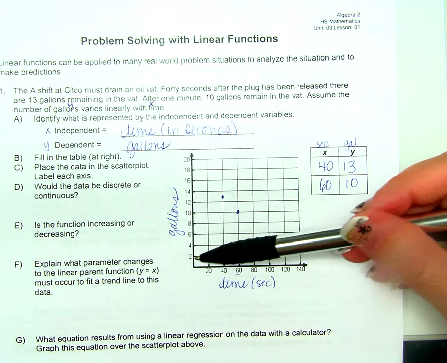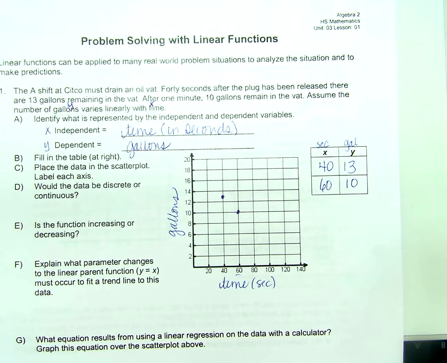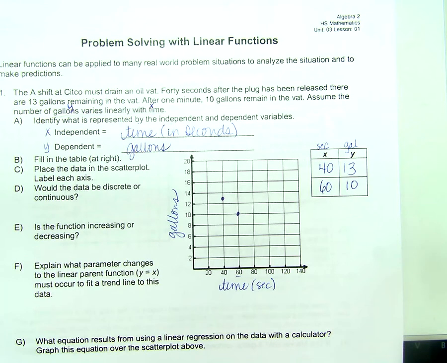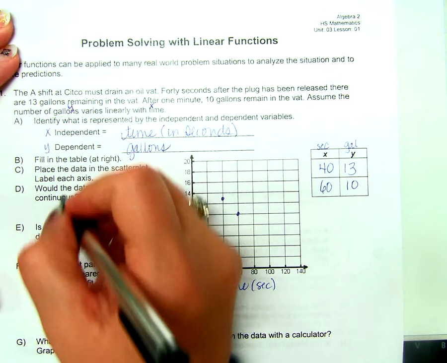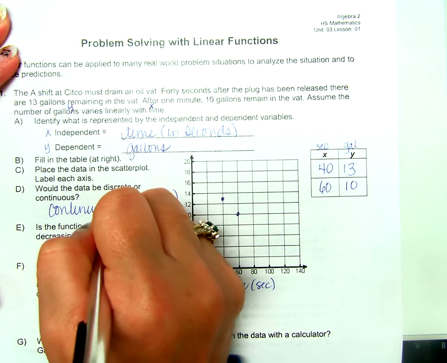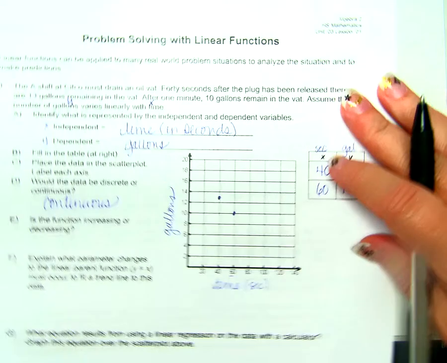Can you have a partial gallon? Can you only carry around whole gallons of fuel, or can you carry around 2.5 or 8 1/4 or something like that? And once again, I hope you realize that you can. Because you can have partial time and partial gallons of fuel, this data is continuous. And because it's continuous, we can connect these 2 points.